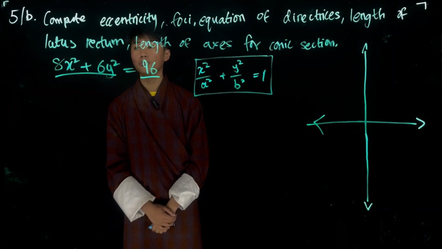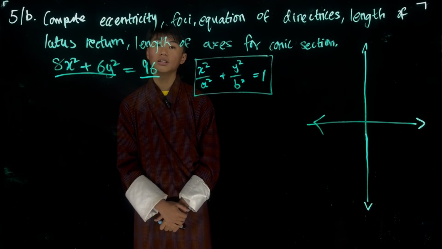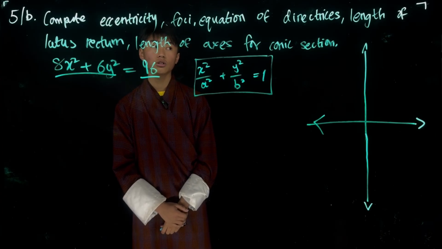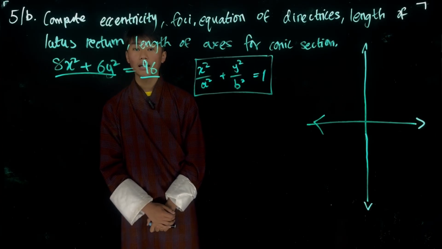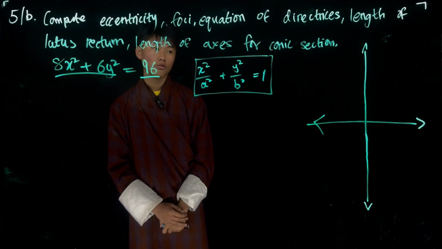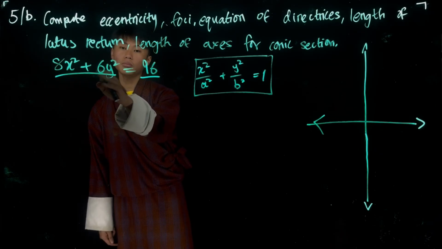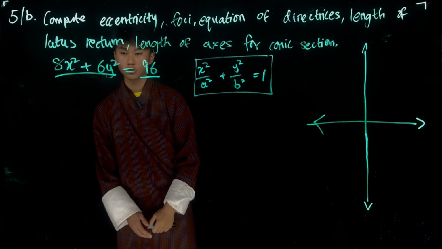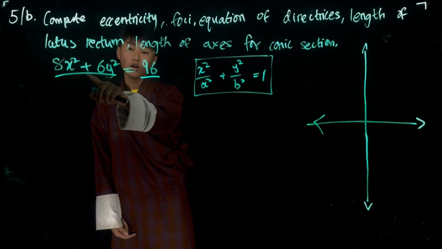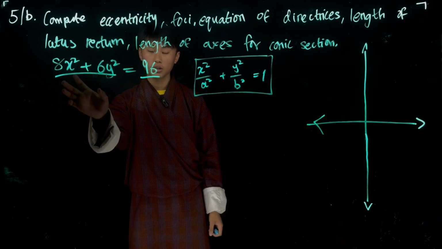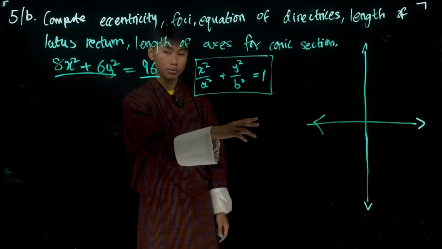Okay, so question 5b asks us to compute the eccentricity, the foci, the equation of the directrices, the length of the latus rectum, the length of the axis for the conic section 8x squared plus 6y squared equals 96. So since there's an addition sign here, we should directly know that this conic section equation represents an ellipse.